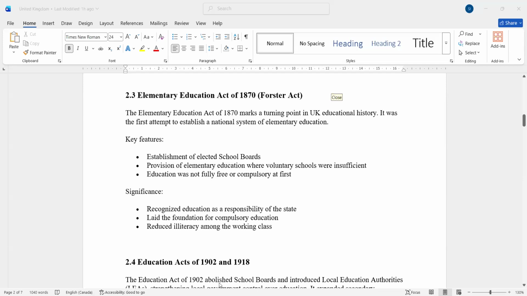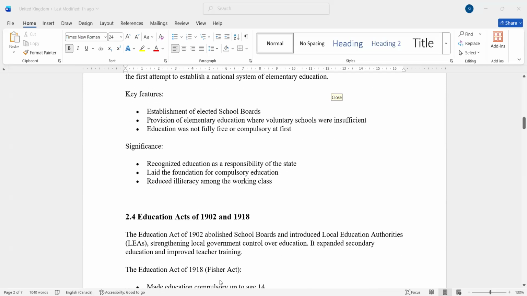This is in 1870, and after that, the Education Acts of 1902 and 1918. The Education Act of 1902 abolished school boards. Earlier in 1870, they had school boards. In 1902, they abolished school boards and introduced local education authorities, strengthening local government control over education. It expanded secondary education and improved teacher training. You can see the progress, right? They first started with elementary and slowly moved to secondary education.